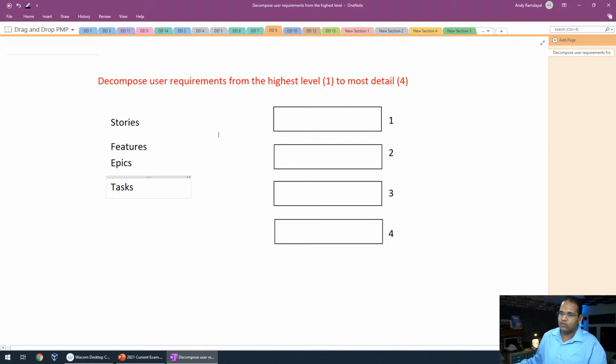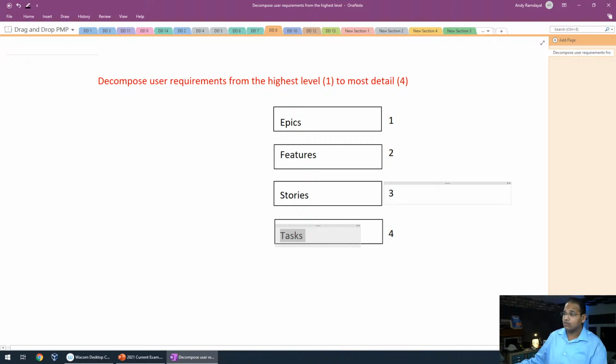All right, so the highest one here, the most high level, is going to be an epic. Epics are then decomposed into features, and then features are decomposed into stories, and stories are decomposed into tasks. I did cover these in the videos. If you're watching the videos, or if you have my PMP study guide, we did review this.